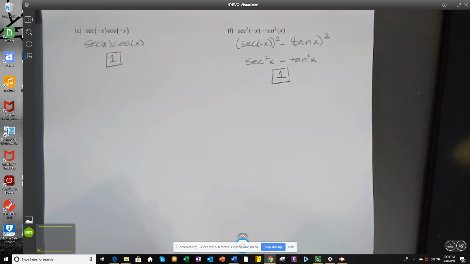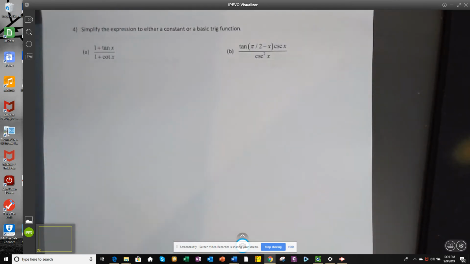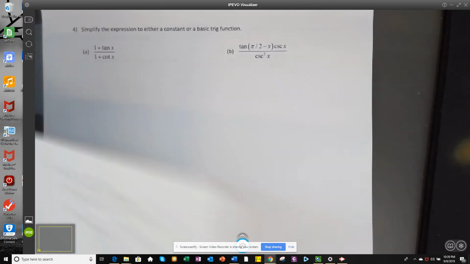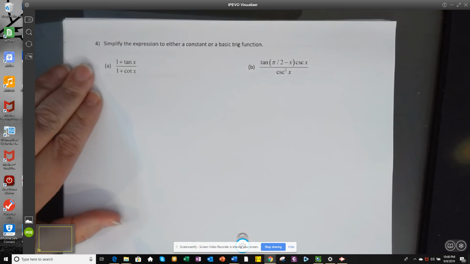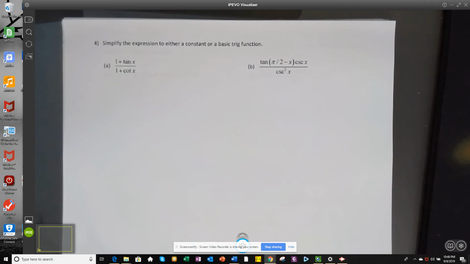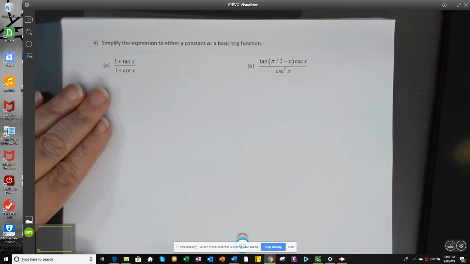Okay, moving right along. Another example. All right. Now we're going to simplify this expression to either a constant or a basic trig function. That means it's going to be a sine, a cosine, a tangent, or a singular trig expression. The other interesting thing about these is that there's more than one way to go with these identities. You could go many different directions and still get the same answer. So there's not necessarily just one path to the solution.